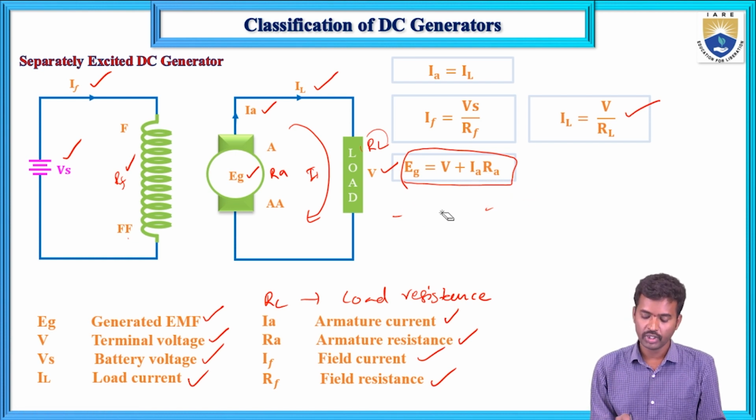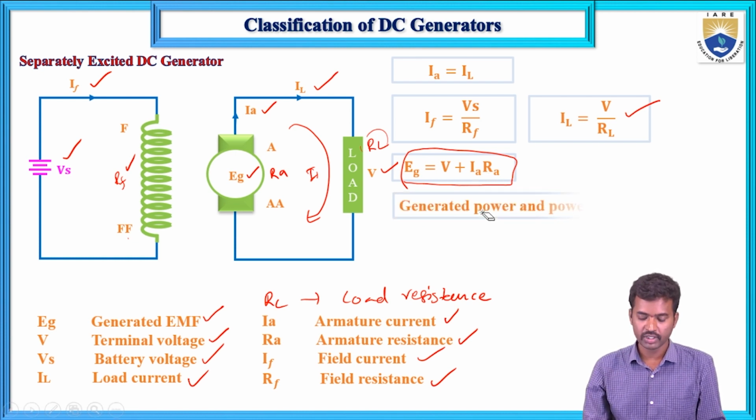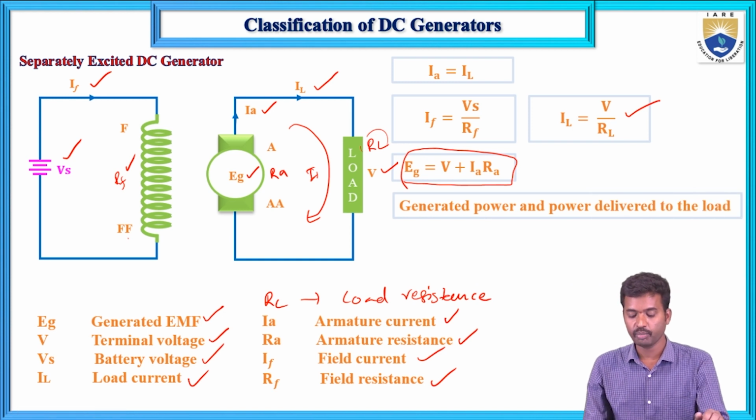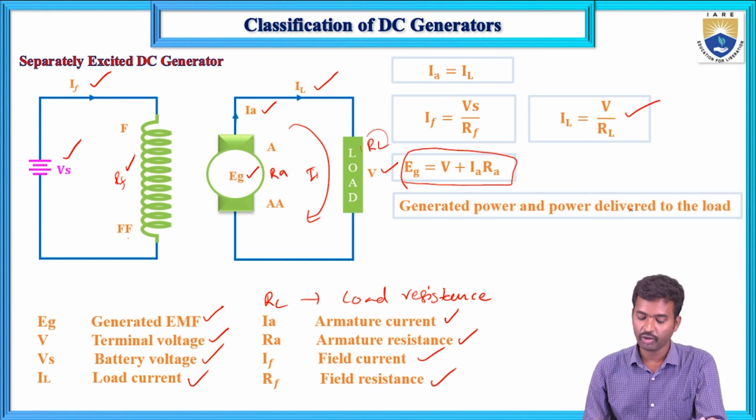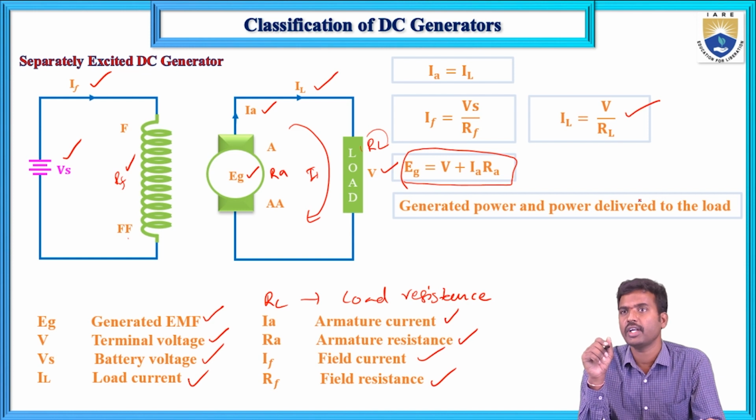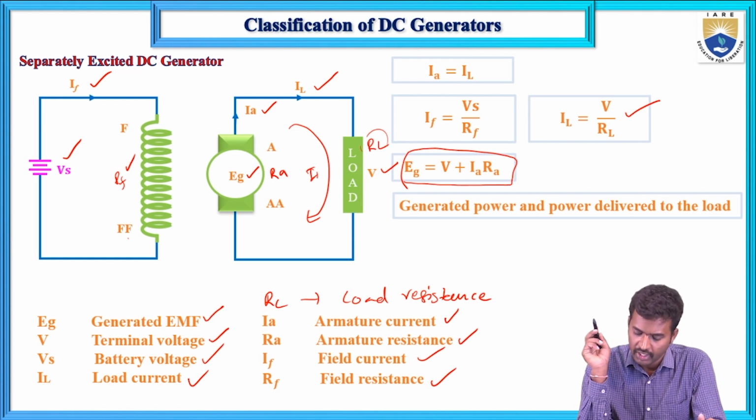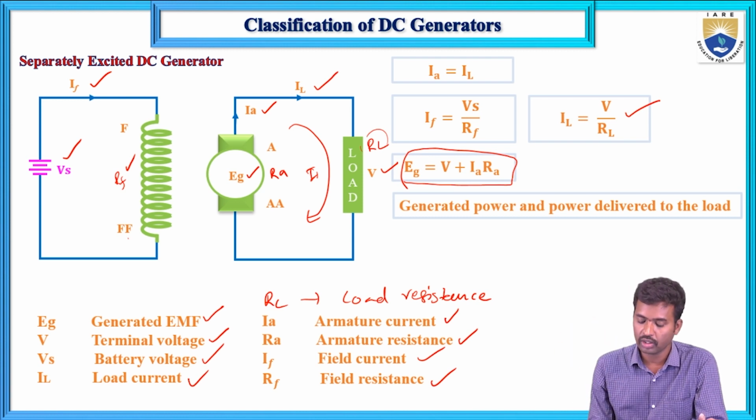Now here, generated power and delivered power are different. Generated power is different and load power is different. Generated power means power generated at the armature terminals, and that armature power is transferred to the load, that is the power delivered to the load. So those are two formulas.